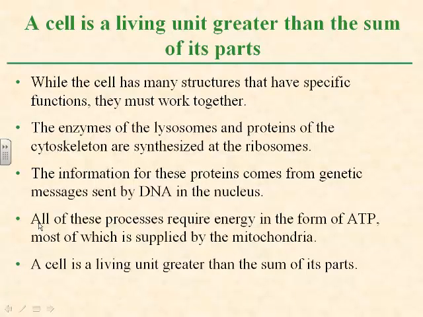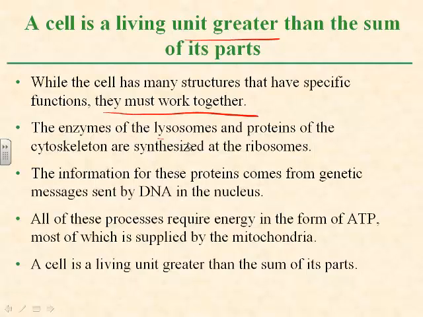So here's the Coles Notes version. This is the big thoughts. So a cell is a living unit greater than the sum of its parts. So the cell has a bunch of different parts to it, and they are all absolutely critical for the cell to do what it needs to do. While the cell has lots of structures, everything has to work together. As soon as something doesn't work, the whole system can fall apart and the cell can die, as we saw when we talked about Tay-Sachs and Pompe disease.